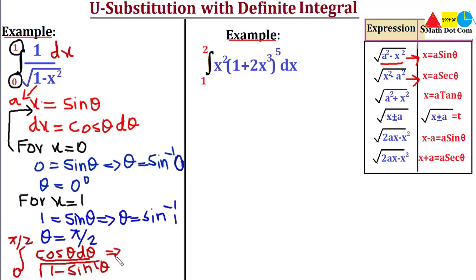What we will get is the integration of cos theta divided by cos theta, as 1 minus sine square theta is cos square theta. The square will be cancelled out with the square root, so we will get cos theta d theta, and finally it will be cancelled out and we will get d theta, and the limits are 0 to pi by 2.